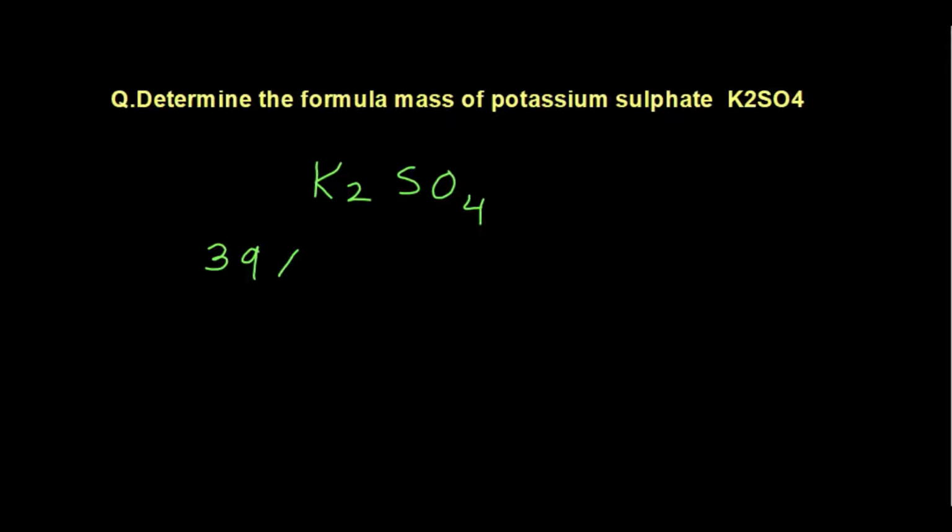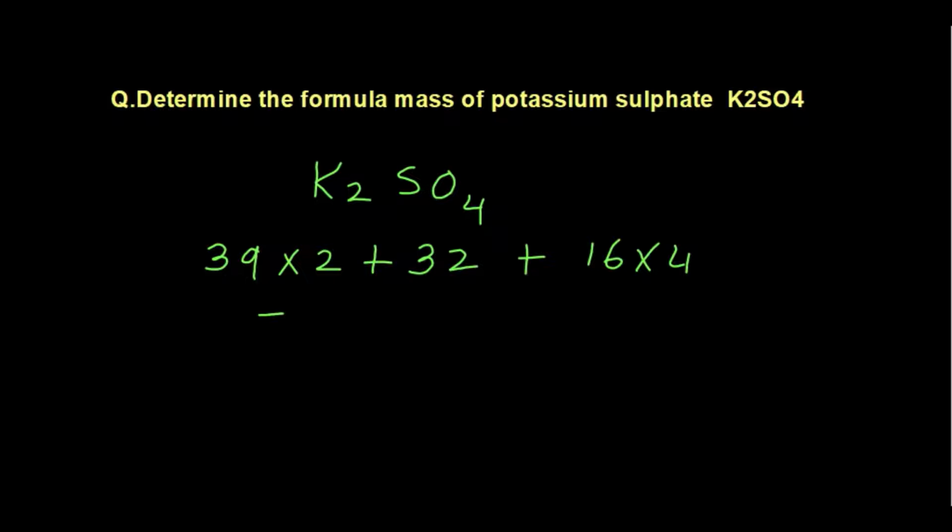How many atoms of potassium are there? 2. So we multiply it with 2. Plus atomic mass of sulfur is 32 atomic mass unit, plus atomic mass of oxygen is 16 atomic mass unit. Since we have 4 oxygen atoms here, we multiply 16 multiplied by 4.